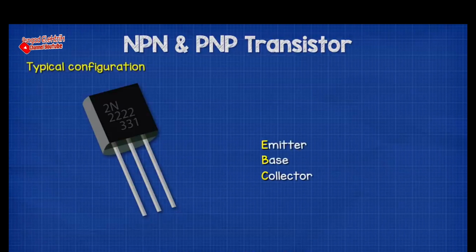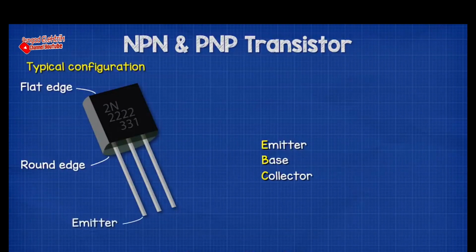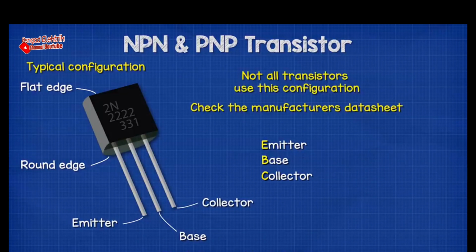Typically, with these resin body type transistors with a flat edge, the left pin is the emitter, the middle is the base, and the right side is the collector. However, not all transistors use this configuration, so do check the manufacturer's datasheet.